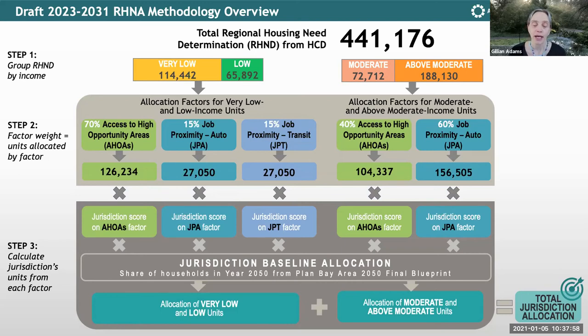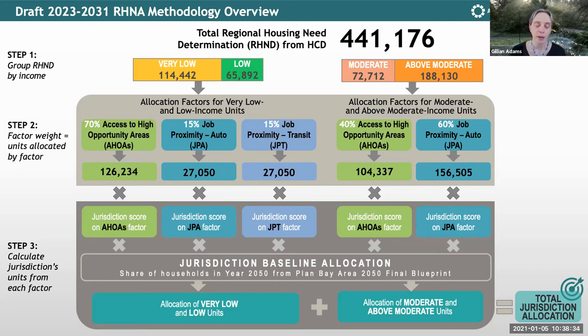The three factors for allocating lower income units are 70% access to high opportunity areas, which allocates around 126,000 units, 15% job proximity auto, which allocates around 27,000 units, and 15% job proximity transit, which allocates another 27,000 units. The two factors used to allocate higher income units are 40% access to high opportunity areas, which allocates about 104,000 units, and 60% job proximity auto, which allocates around 156,000 units.